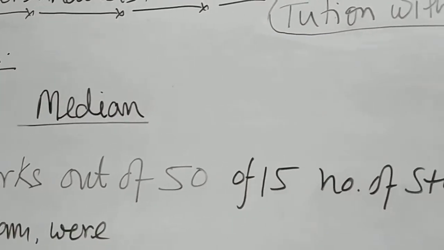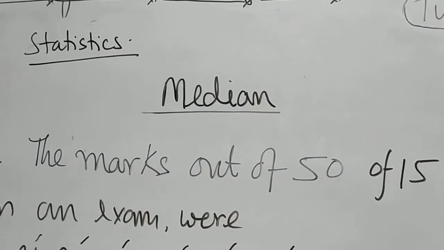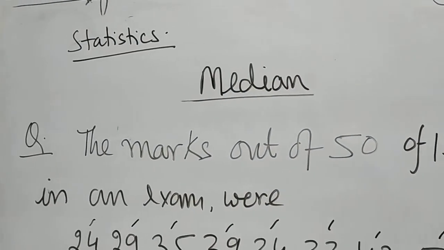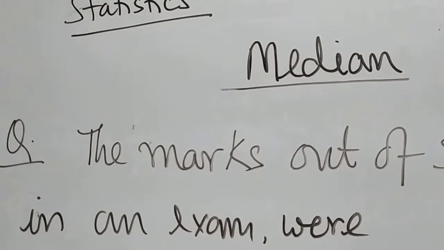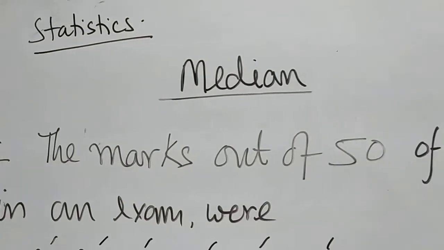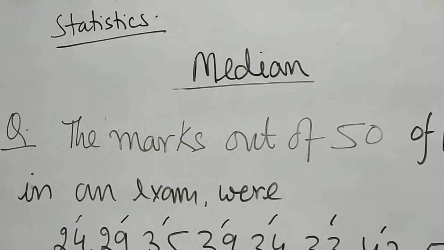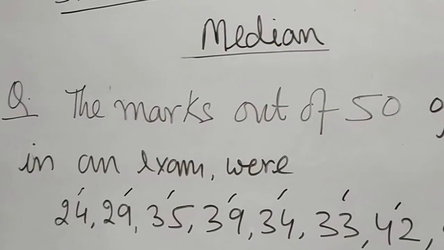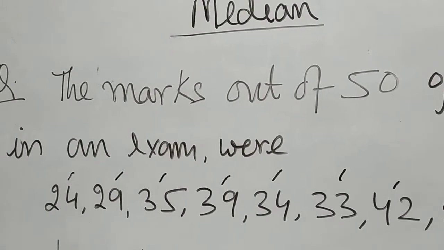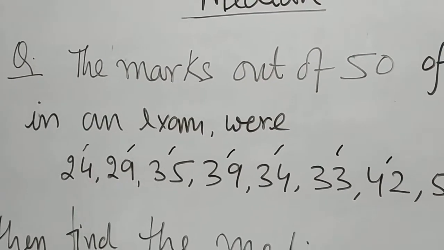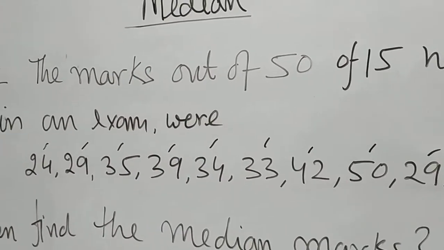This session of volume 6, we will discuss the median. The question is, the marks out of 50 of 50 students in a class are given. We have to find the median. That means the marks obtained by 50 students are given like this.